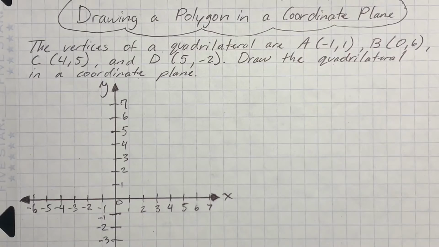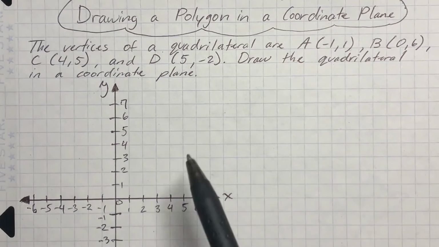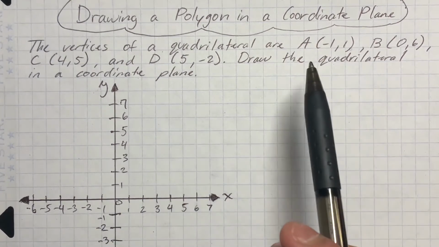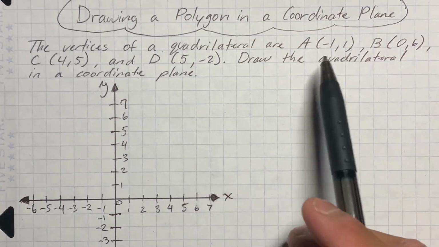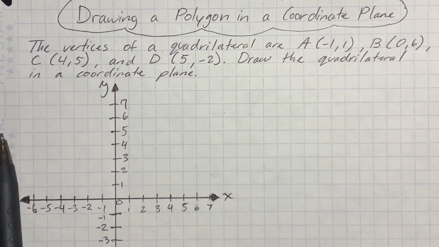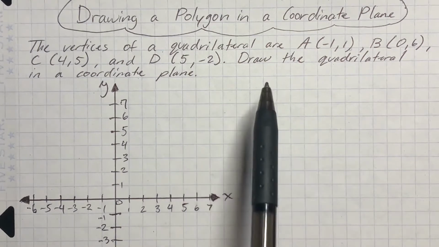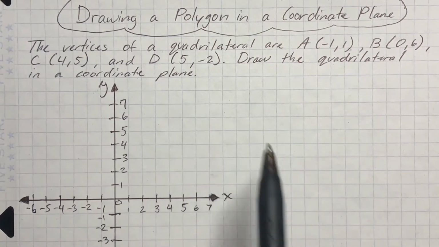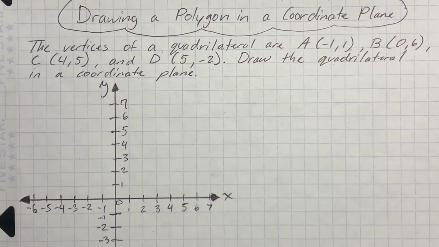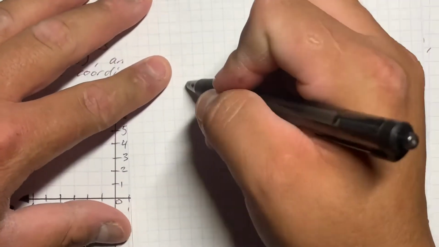All right, in our first example, we're going to draw a polygon in a coordinate plane. So let's read here. The vertices of a quadrilateral are point A (-1, 1), point B (0, 6), point C (4, 5), point D (5, -2). And we're going to draw this quadrilateral in a coordinate plane. Now remember, before we continue, we have vertices.